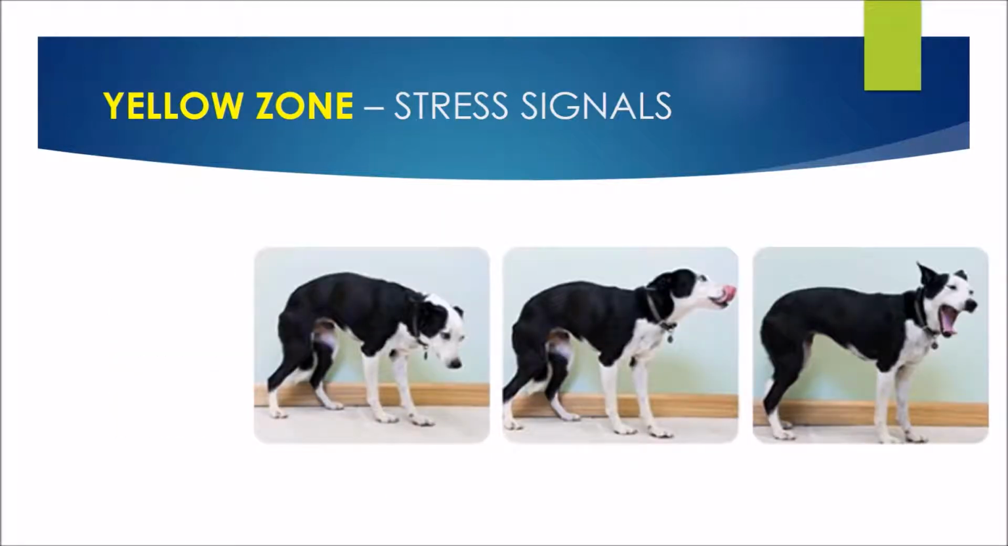Then we can look at the whole body, and what we're going to talk about now is what we call displacement behaviors. Some displacement behaviors are really normal doggy behaviors, but offered out of context they are actually stress signals. It's a fidget response to try and cope with a stress in their environment.